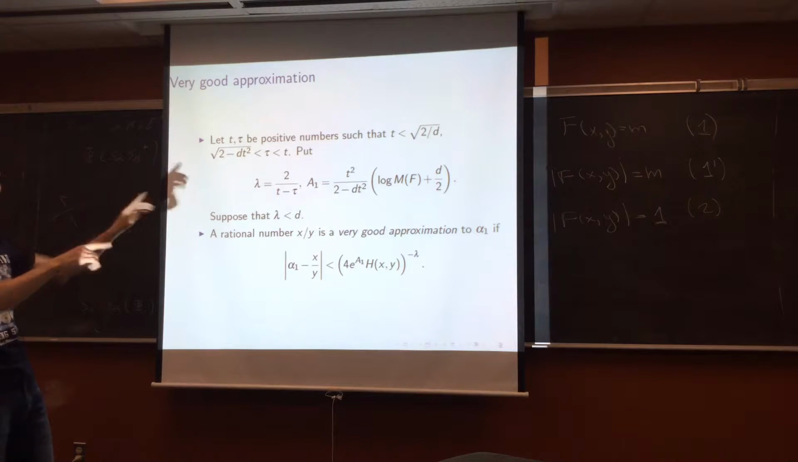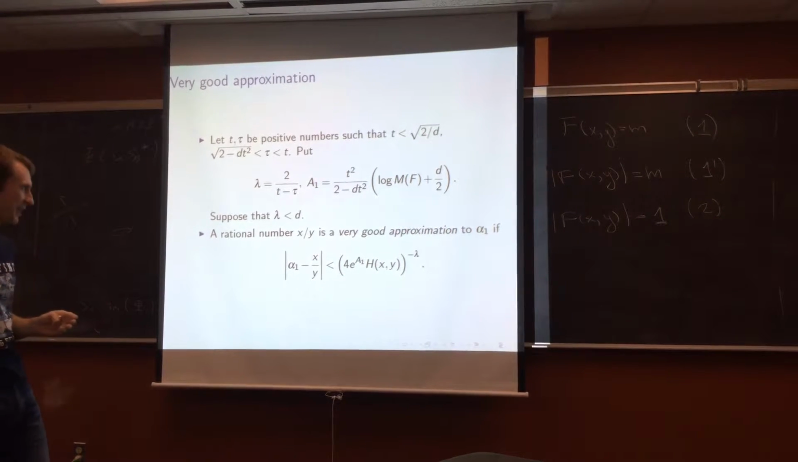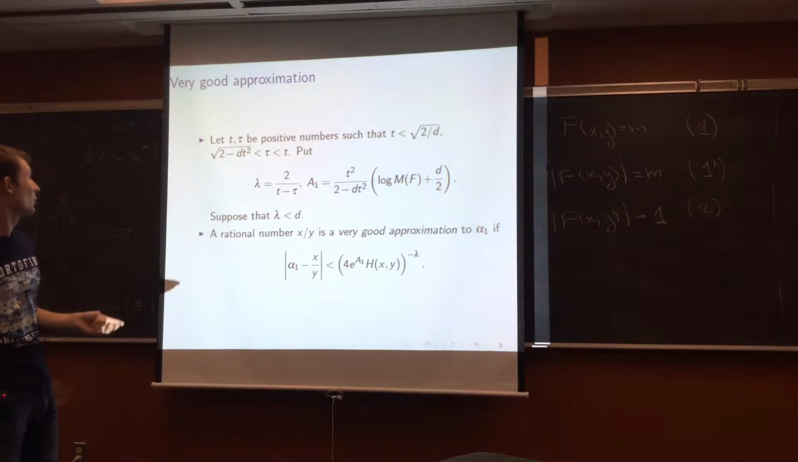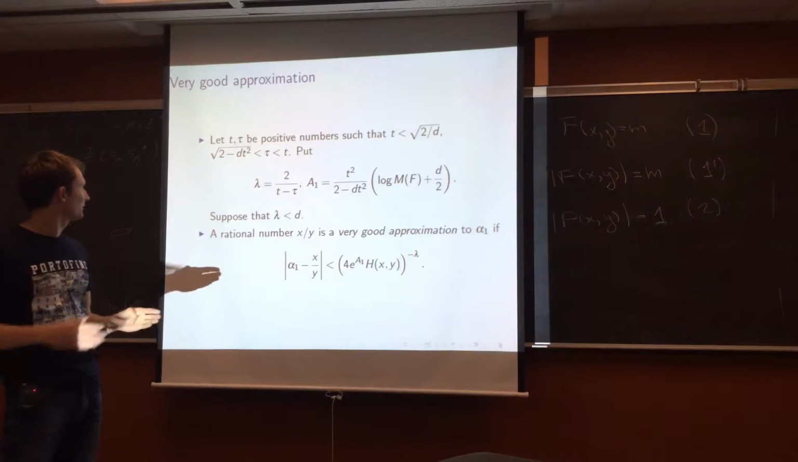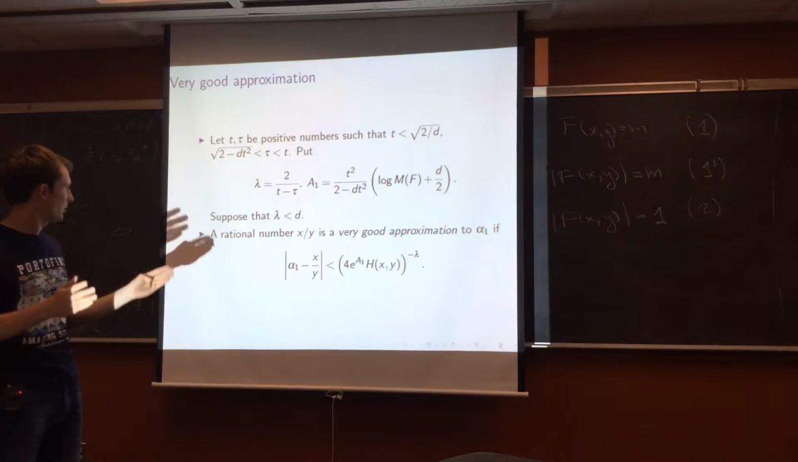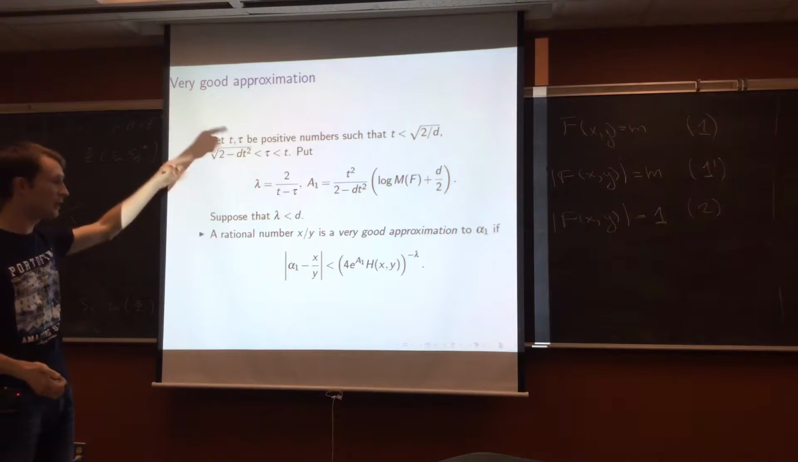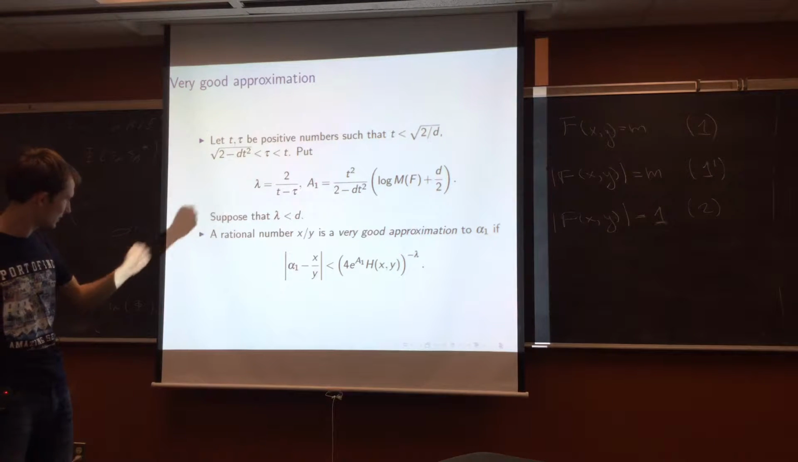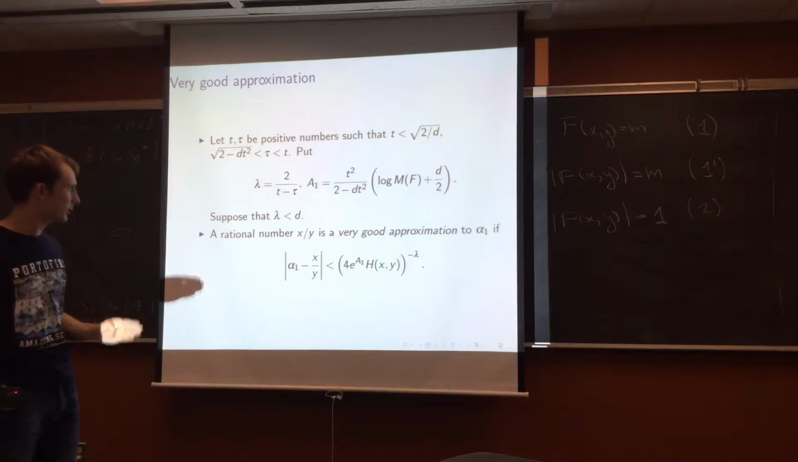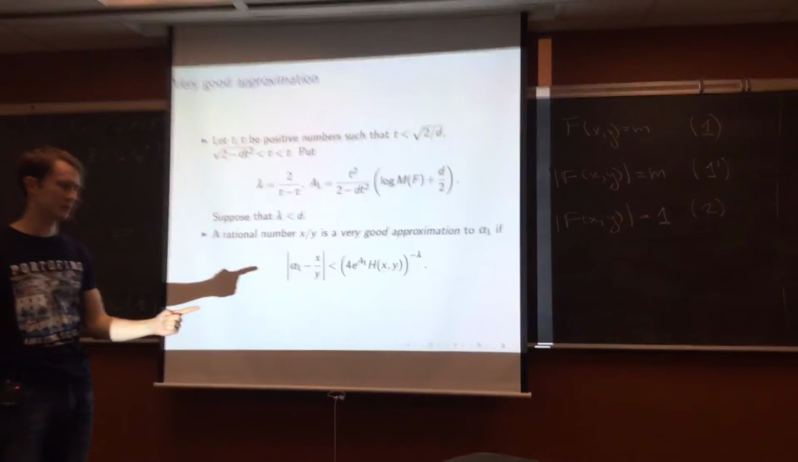Yes, you're absolutely correct. This t is, of course, not the number of prime factors. So you pick these coefficients t and tau over here, and in the end, you define your really good approximation. So you pick all your parameters according to this rule over here, and in the end, you say that okay, I'm calling x over y a very good approximation, and this thing holds.